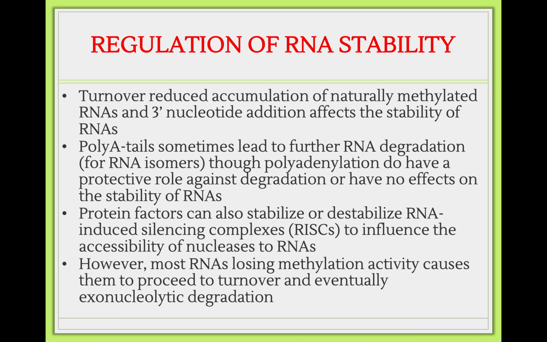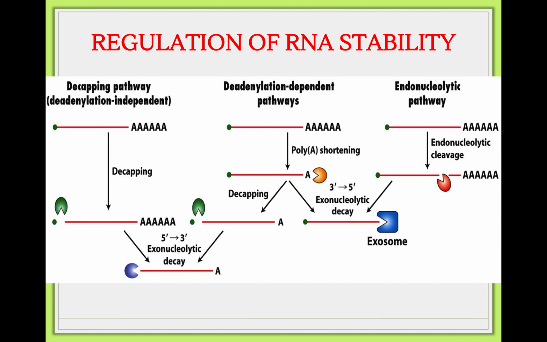So protein factors can also stabilize or destabilize RNA-induced silencing complexes (RISCs) to influence the accessibility of nucleases to RNAs. But most RNAs would lose methylation activity, which basically causes them to proceed to turnover. And when it goes to turnover, eventually it will cause exonucleolytic degradation. So this is basically all three of them at one go: decapping, deadenylation, and endonucleolytic pathway cutting off.